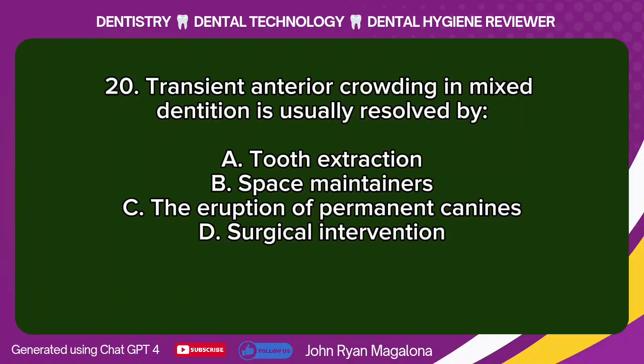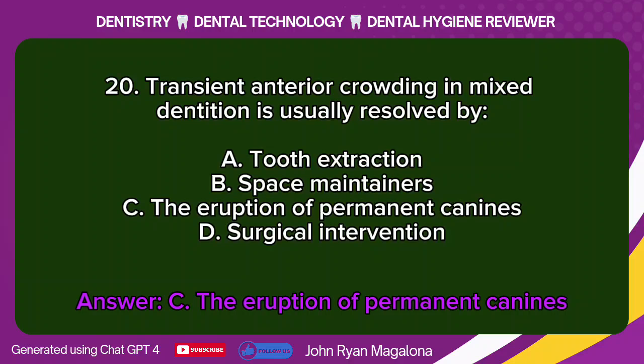20. Transient anterior crowding in mixed dentition is usually resolved by: A. Tooth extraction. B. Space maintainers. C. The eruption of permanent canines. D. Surgical intervention. Answer: C. The eruption of permanent canines.